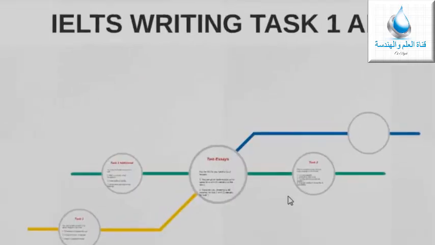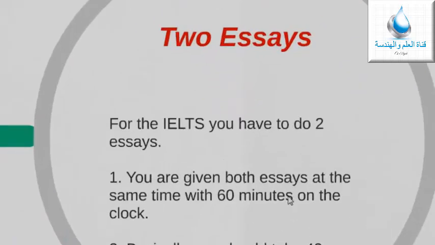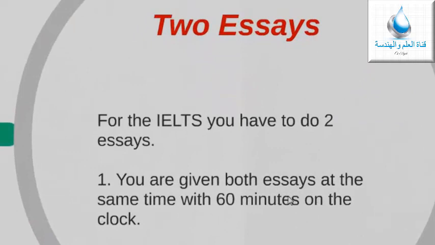Okay, so let's have a look at some of the basic information. All right, you have to do 2 essays. You're given 60 minutes to do both essays. Generally, you should take about 40 minutes for Task 2 and 20 minutes for Task 1.